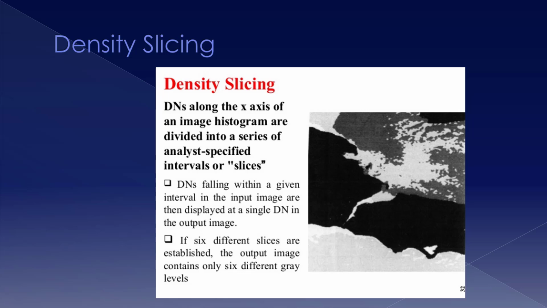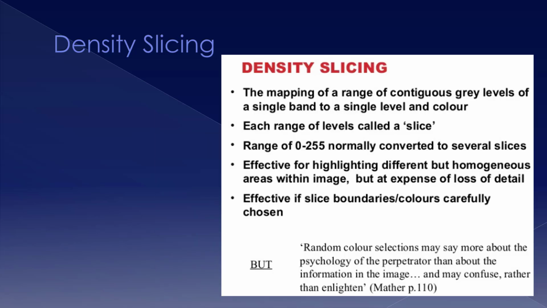With density slicing, the digital numbers along the x-axis of an image histogram are divided into a series of analyst-specified intervals or slices. So the digital numbers that fall within a given interval in the input image are then displayed at a single digital number in the output image. If 6 different slices are established, the output image will only contain 6 different gray levels. So if you look at the image on the right here, there are 6 levels of white, gray, and black, and that's because there were 6 different slices established.